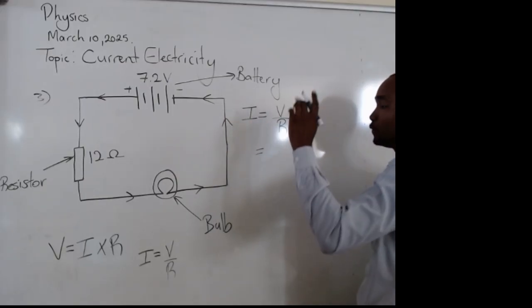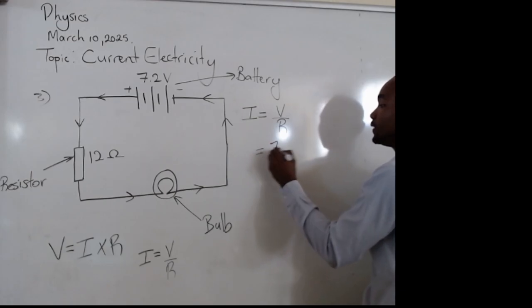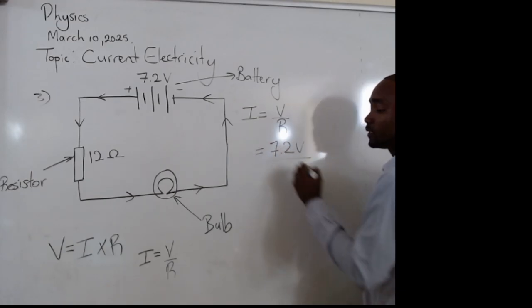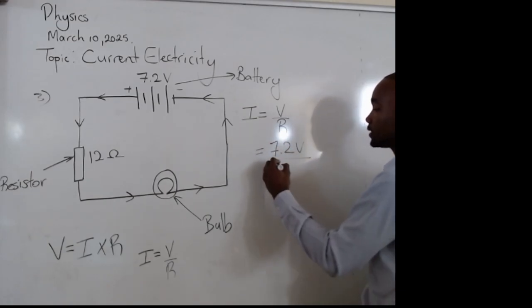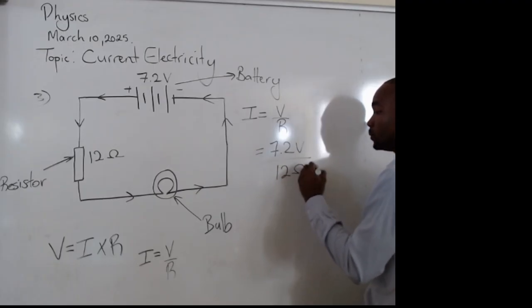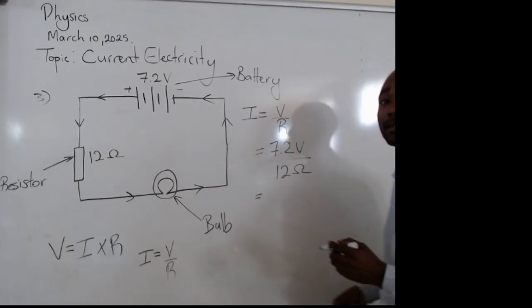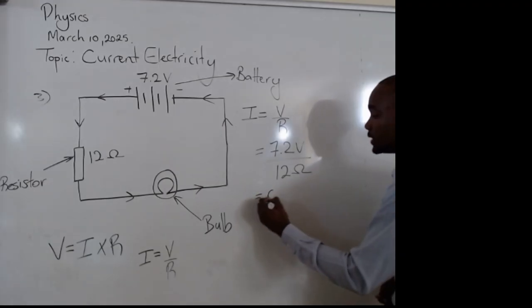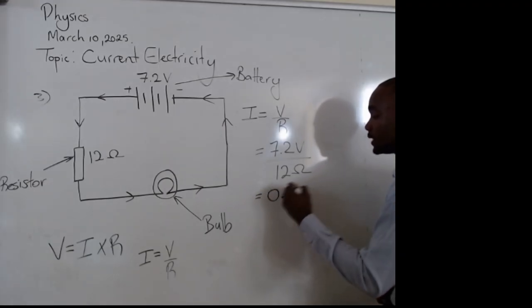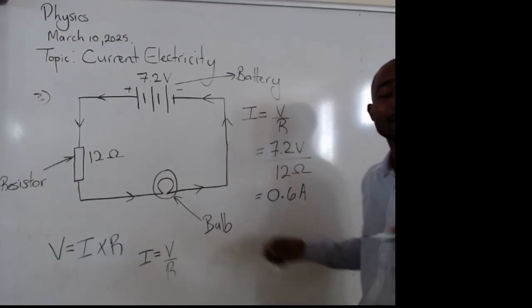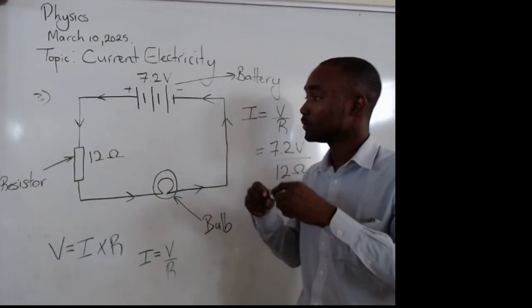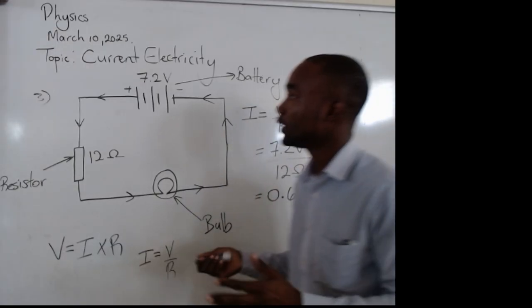What's the value for the voltage? 7.2 volts. Value for the resistance? 12 ohms. 7.2 divided by 12. We are going to get 0.6 amperes. And that's all you need to do.